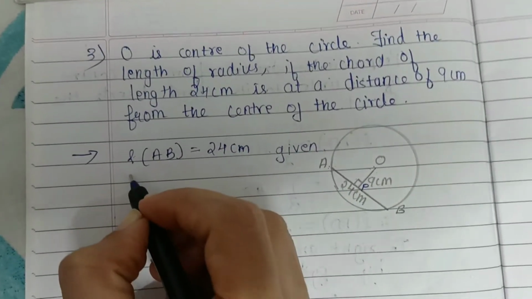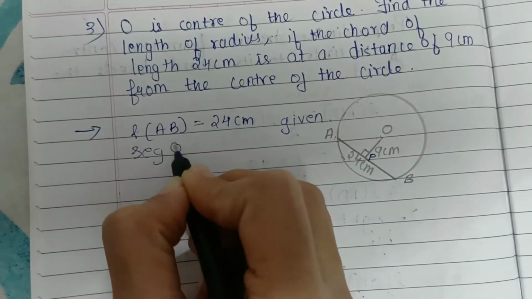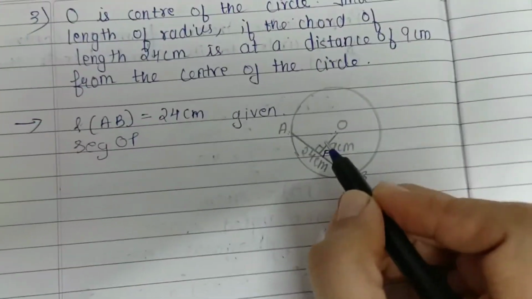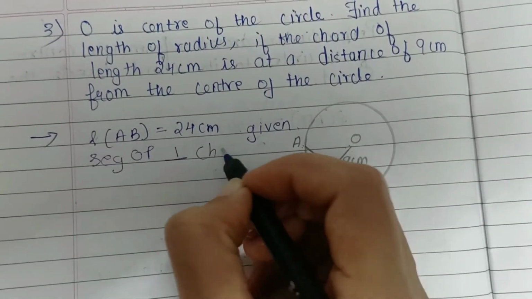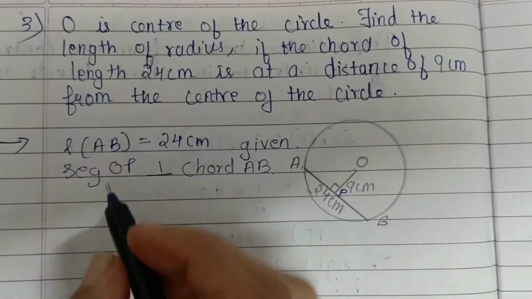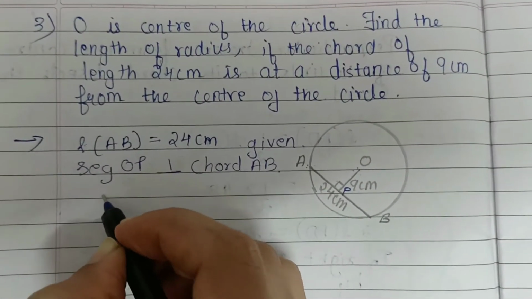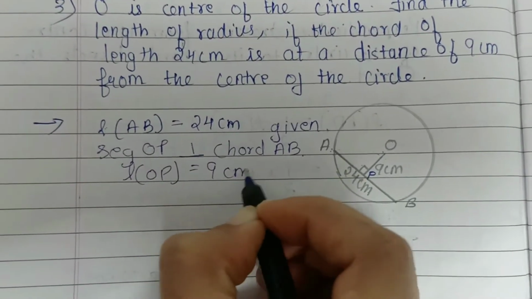Over here, let us consider segment OP, that means this segment, perpendicular to chord AB. So that means length OP over here is given as 9 centimeter.